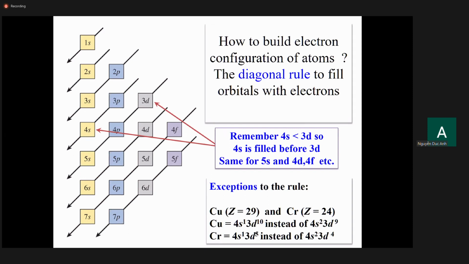How to build the electron configuration of atoms. So now you will have a diagram like this, or the diagonal rule. In this direction, or sometimes you can use the reverse direction, to represent the energy. The energy goes down in this direction. In the normal case, 1s, 2s, 3s, we go this way. 1s first. After that, we continue to 2s, then 2p, and then 3s, and then move in this way.